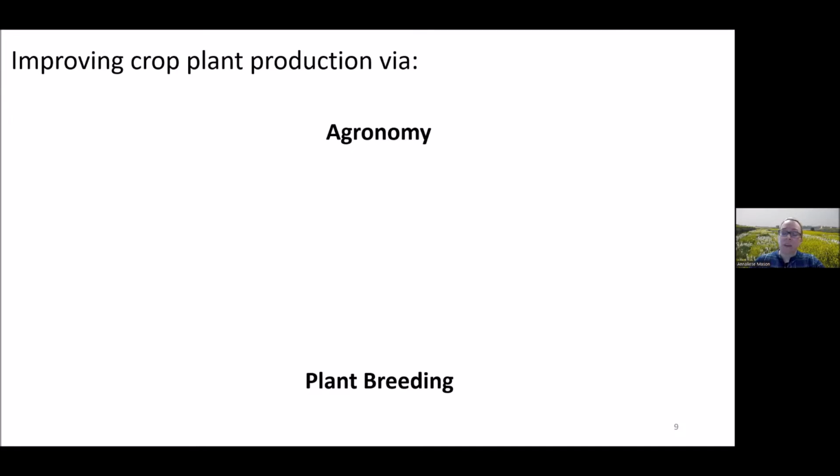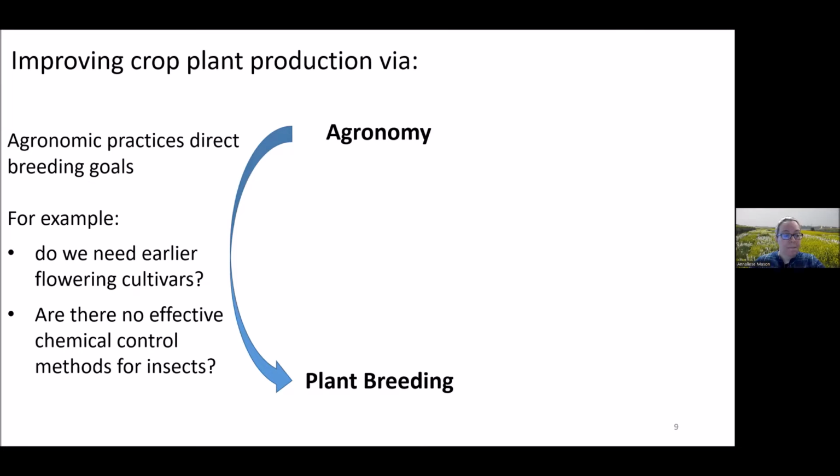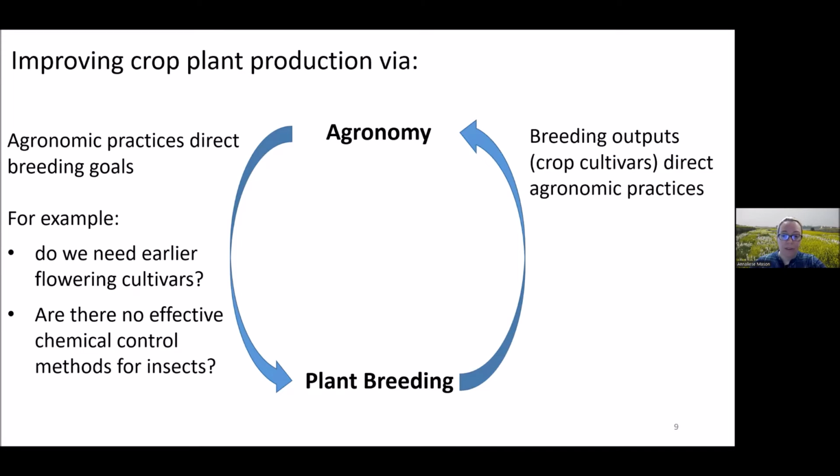Okay, so improving crop plant production actually means that agronomy and plant breeding need to work together. So agronomic practices direct breeding goals. So for example, what are the targets that we need to achieve from plant breeding to produce cultivars which fit the agronomic practices? So do we need earlier flowering cultivars? Do we need to develop, for instance, resistances where there is no chemical control possible? So if it's not possible to develop an agronomic control method, then do we need to go for the genetic improvement?